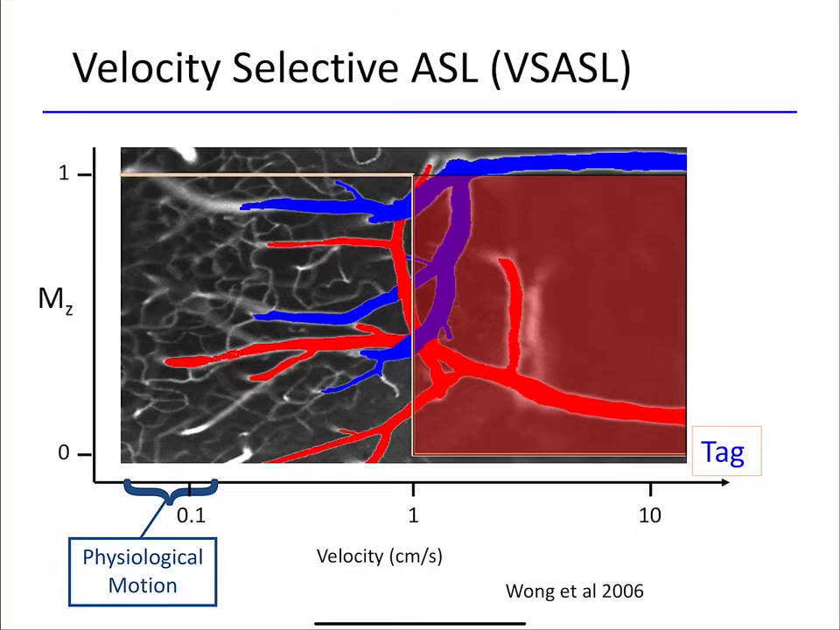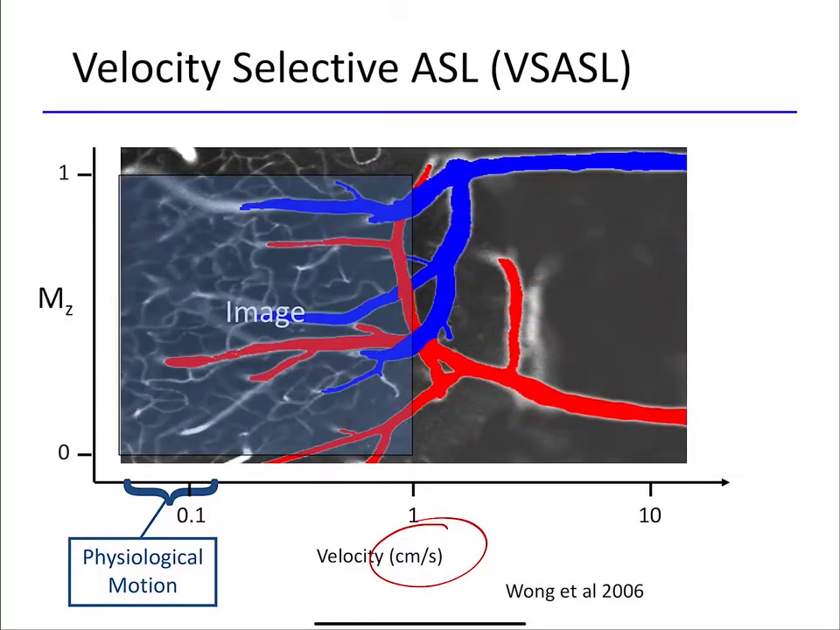Here the tagging cutoff is about 1 centimeter per second, which corresponds to arterioles of about 50 to 100 microns. So you're really getting very close to the brain tissue, right? That tag is coming super close, and that's going to be very important when we talk about some of the pros and cons of ASL. So you're not tagging down here and waiting for blood to flow centimeters. You're right there, close to the brain parenchyma.